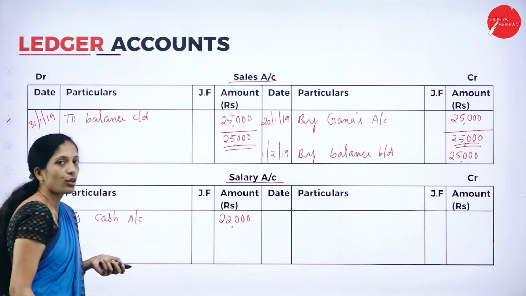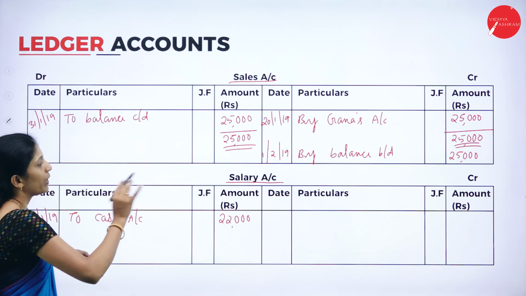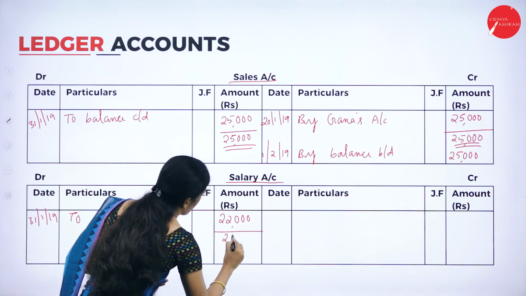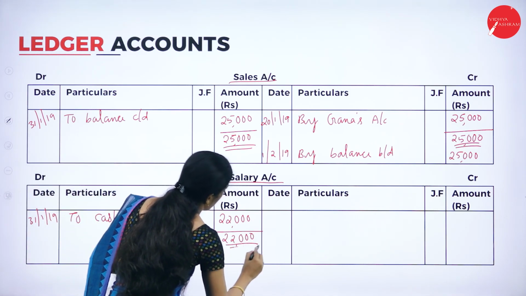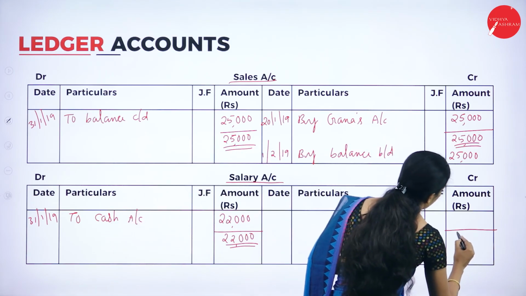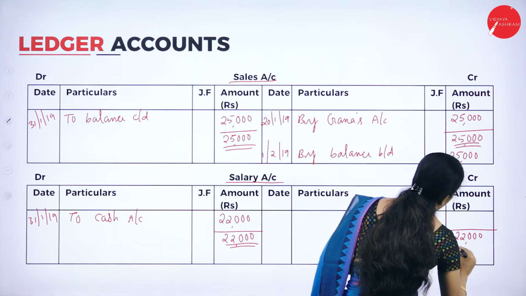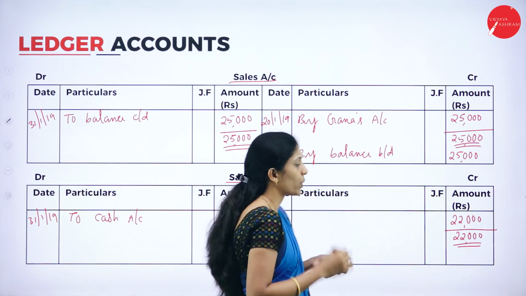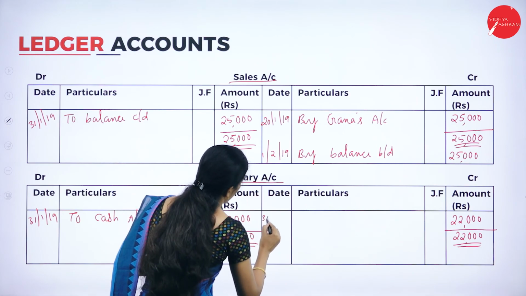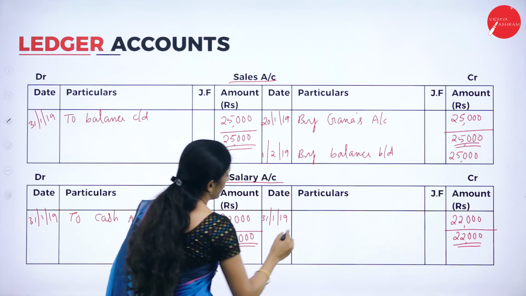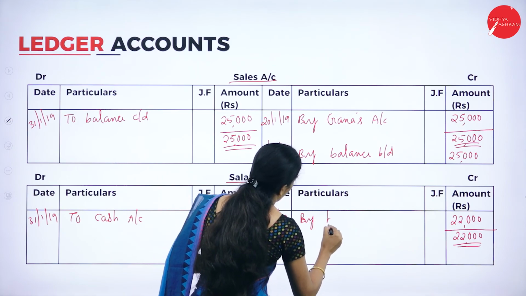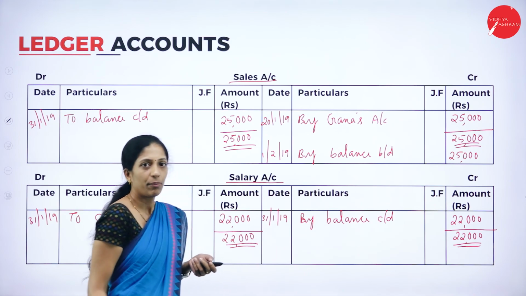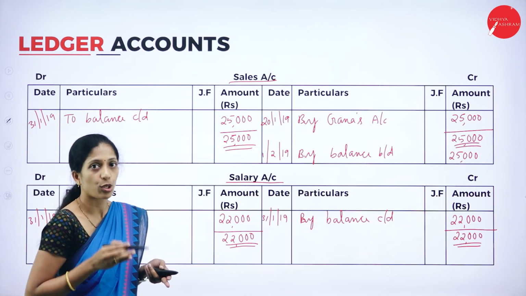22,000. So we have only one entry, whereas in the credit side there is no other entry. So balance both the side. 22,000, write both the side. So we'll get a balancing figure of 22,000 itself. So what is this? Carried down balance. 31st/1/2019 by balance carried down. So whatever the balancing figure you will get, that has to be carried down.